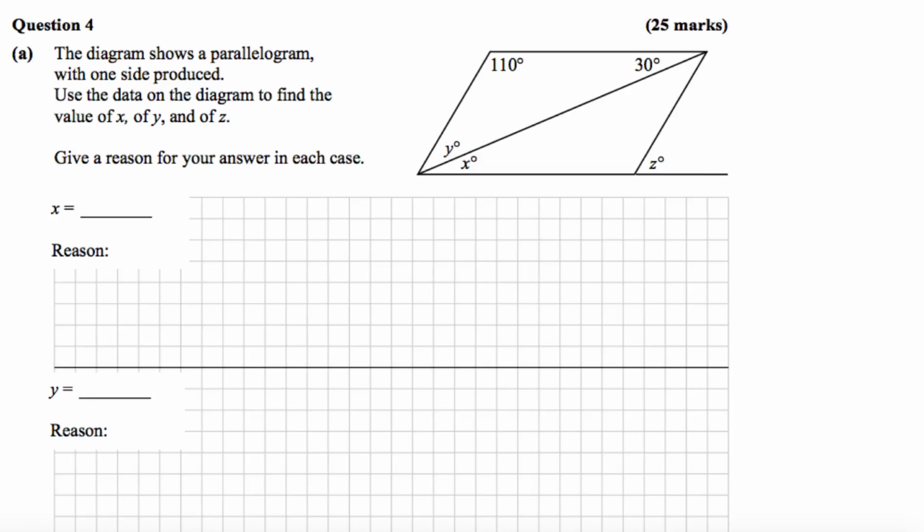So this is the Leaving Cert Ordinary Level Paper 2 from 2015, and we're looking at question number 4. Part A says the diagram shows a parallelogram with one side produced. So here's the parallelogram, one side here produced or extended. Use the data on the diagram to find the value of x, of y and of z. So we have three angles here marked x, y, z. Give a reason for your answer in each case.